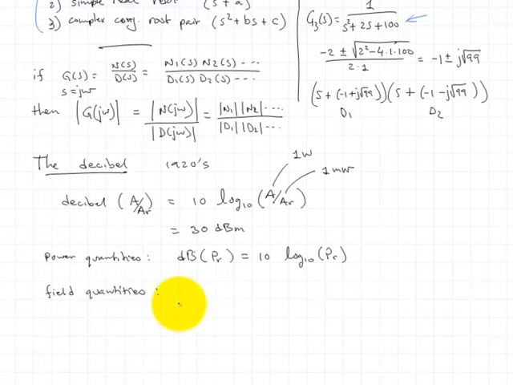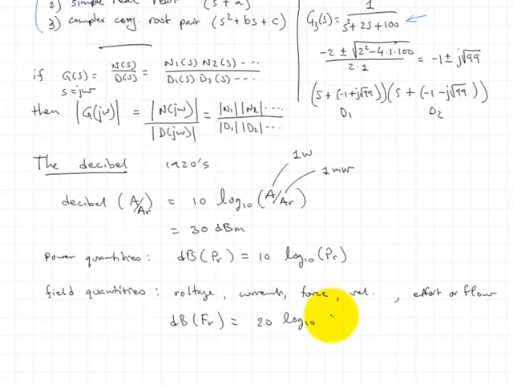And this would be things like voltage, current, force, velocity. So it's essentially effort or flow. All right. For any of these variables, we will define the decibel as 20 times log base 10 of that quantity.